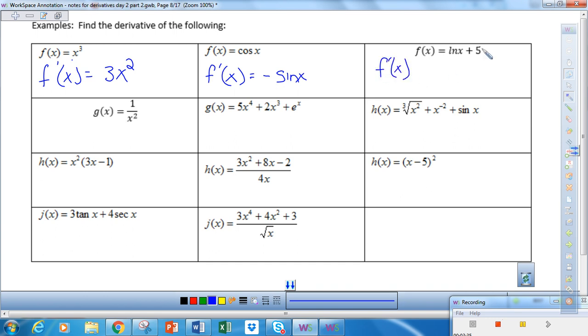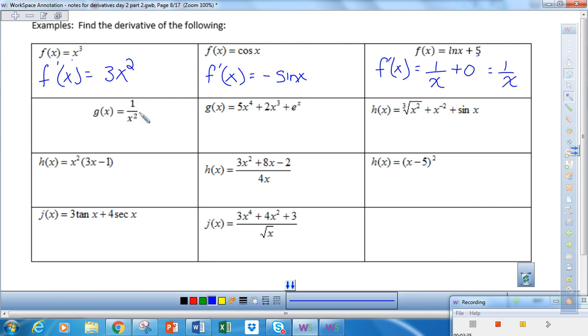Once again, referring to the list, now I'm taking the derivative of two different things. So I'm taking the derivative of natural log of x and then the derivative of 5 with respect to x. So the derivative of natural log of x we found to be 1 over x, and the derivative of 5 is 0 because 5 is a constant.